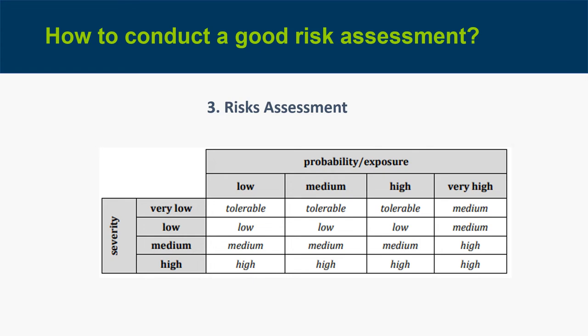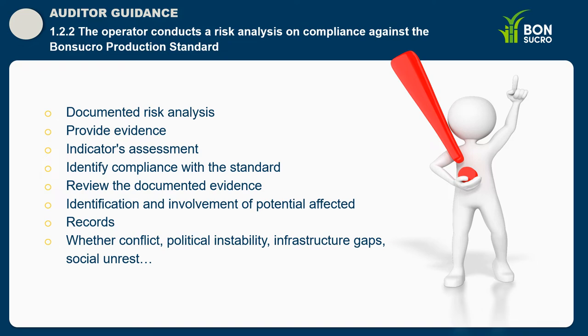At this moment, we have the policies, we have the identification of stakeholders, and now we have the risk assessments that allow us to understand and to prevent the potential risks in the operation. From the auditing point of view, of course, this risk analysis needs to be documented. This is the first step from the auditor. The company needs to provide evidence on how they identify the risk, needs to have some indicators for the assessment, identify compliance with the standard in the future, and review the documented evidence of this assessment, identification and involvement of potentially affected parties. Resources, conflict, political instability, infrastructure gaps, social unrest, etc. can be part of this risk of the operation from the point of view of sustainability.